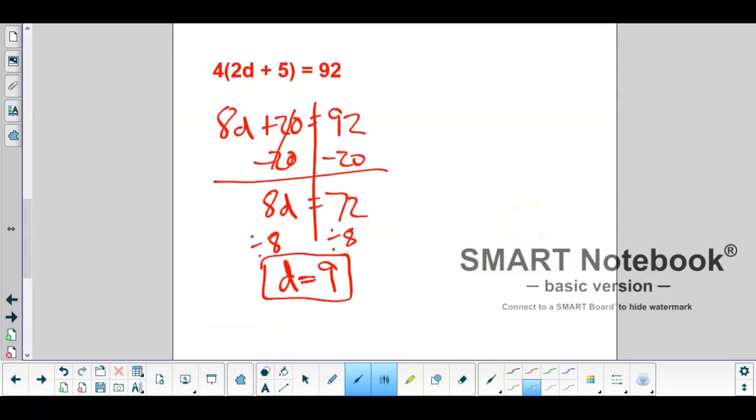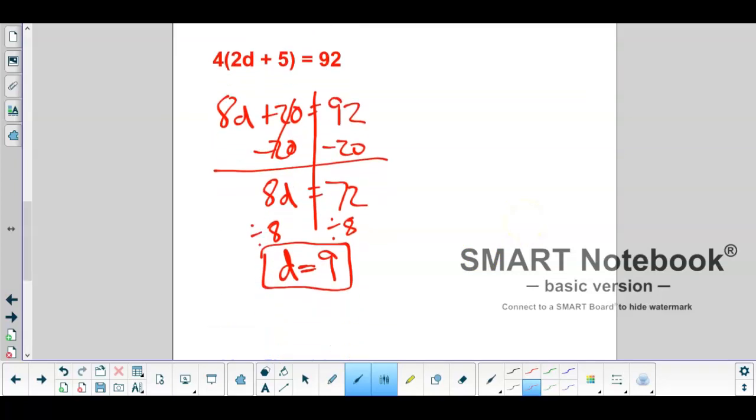And the next example where we had 4 times the quantity of 2d plus 5 is equal to 92. First thing again, I wanted to distribute my outside number and set up my equation. I had 8d plus 20 is equal to 92. The first thing I wanted to do is get rid of my plus 20 by subtracting 20. 92 minus 20 gave me 72. And then I had 8 times d equals 72, so I divided each side by 8 to get d is equal to 9. 72 divided by 8, you should have gotten d is equal to 9.